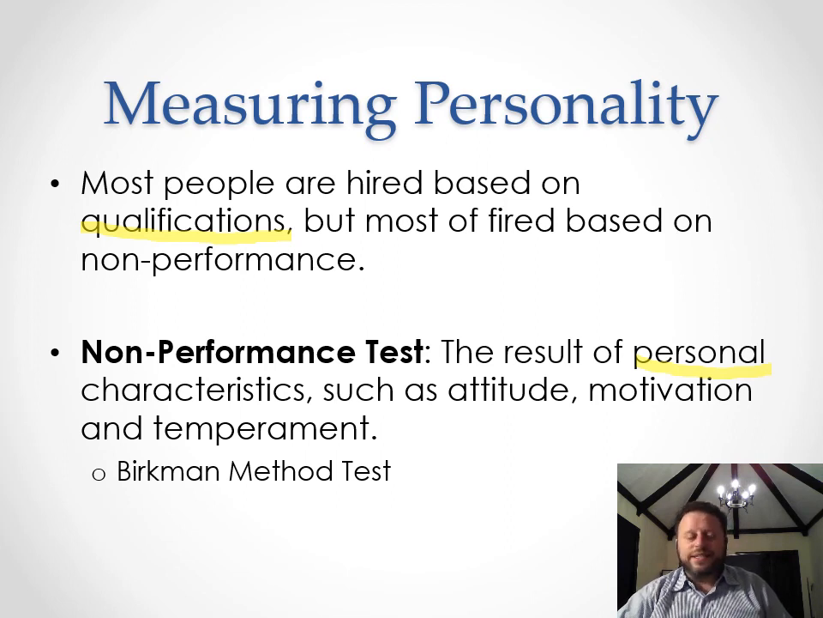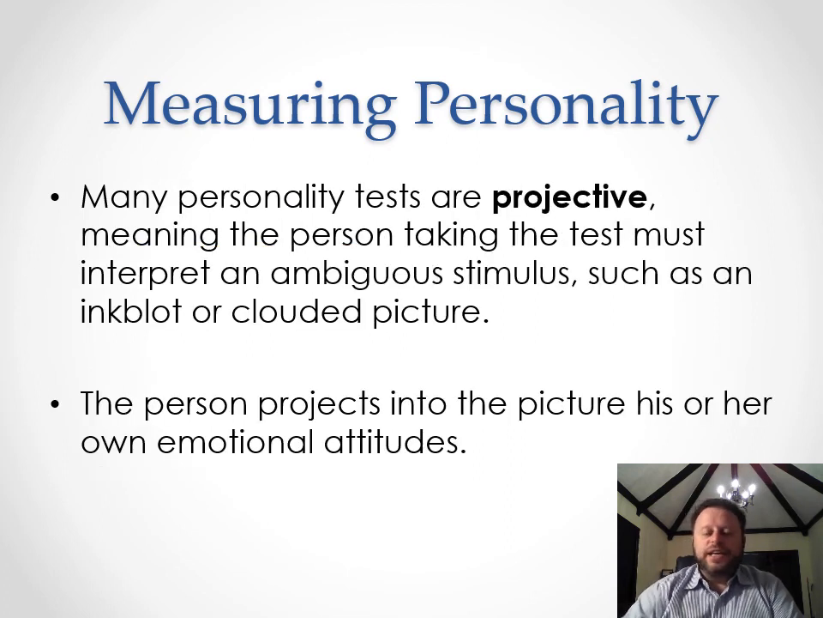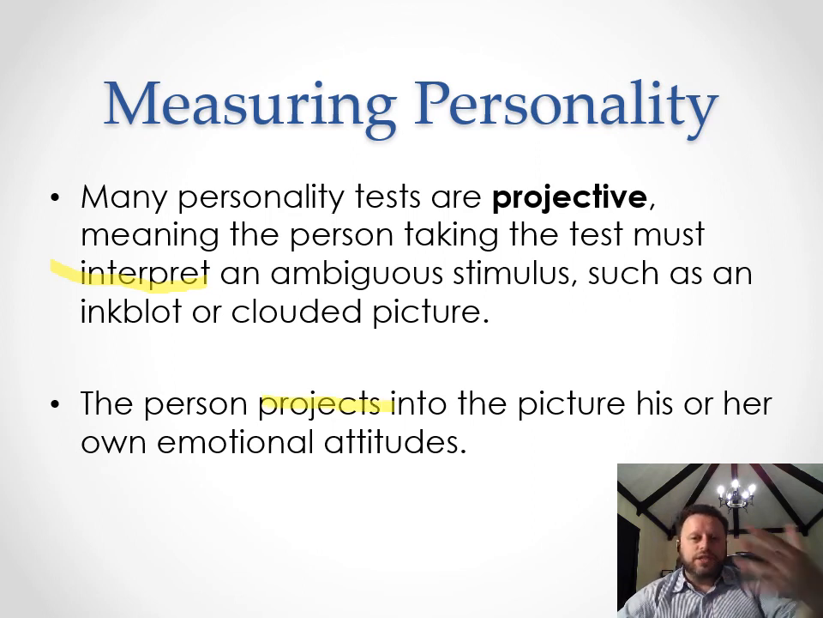The Berkman method test is one example of a test that tries to determine your attitude and your motivation to work. That's a little bit different than what I called a projective test, something that's like projecting your personality. The Berkman test is more about your motivation, your attitude towards a job, where a projective test is more about interpreting some sort of stimulus. It could be a picture, it could be part of a sentence, it could be an ink blot, and you're projecting onto this picture your own emotional attitudes.